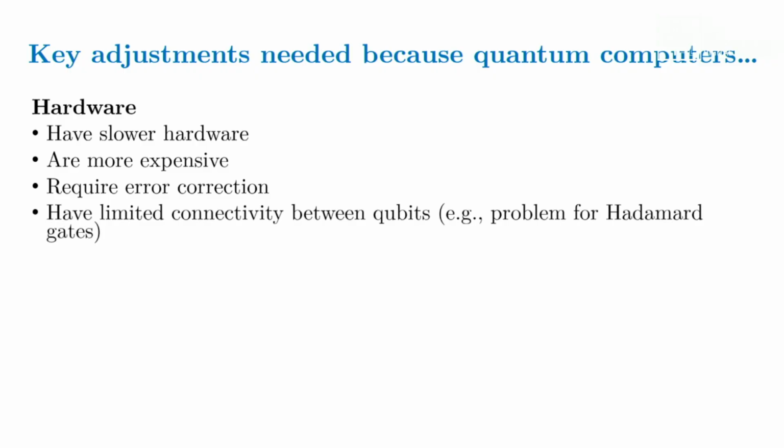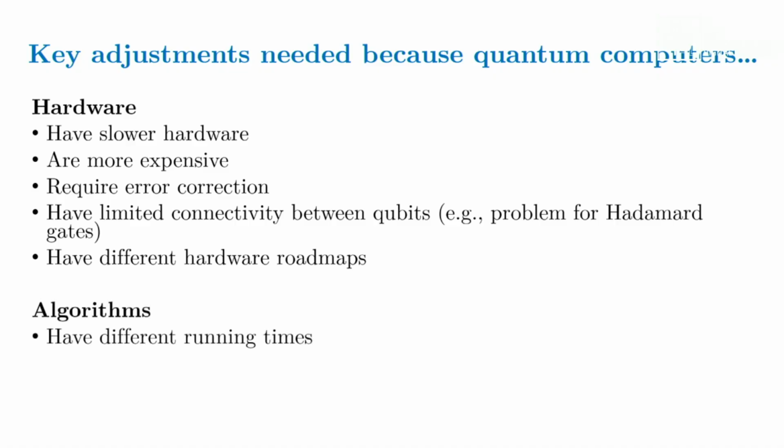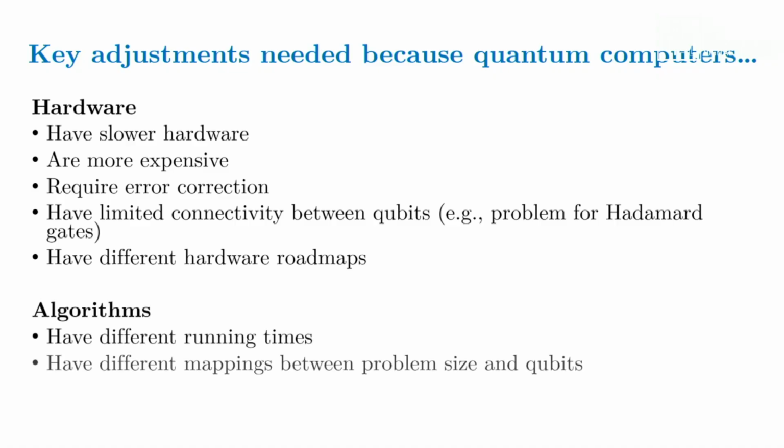Also, an important thing here is that many quantum algorithms assume that you have this ability to talk from any qubit to any other qubit. Practical systems are not like that. And so you often have this connectivity penalty that says, well, maybe I have to communicate from this qubit to that qubit and then that qubit to another qubit in order to do it. You're going to have to take that into account. They also have very different hardware roadmaps, okay? And then the algorithms themselves can have different running times and different mappings between problem sizes and qubits.